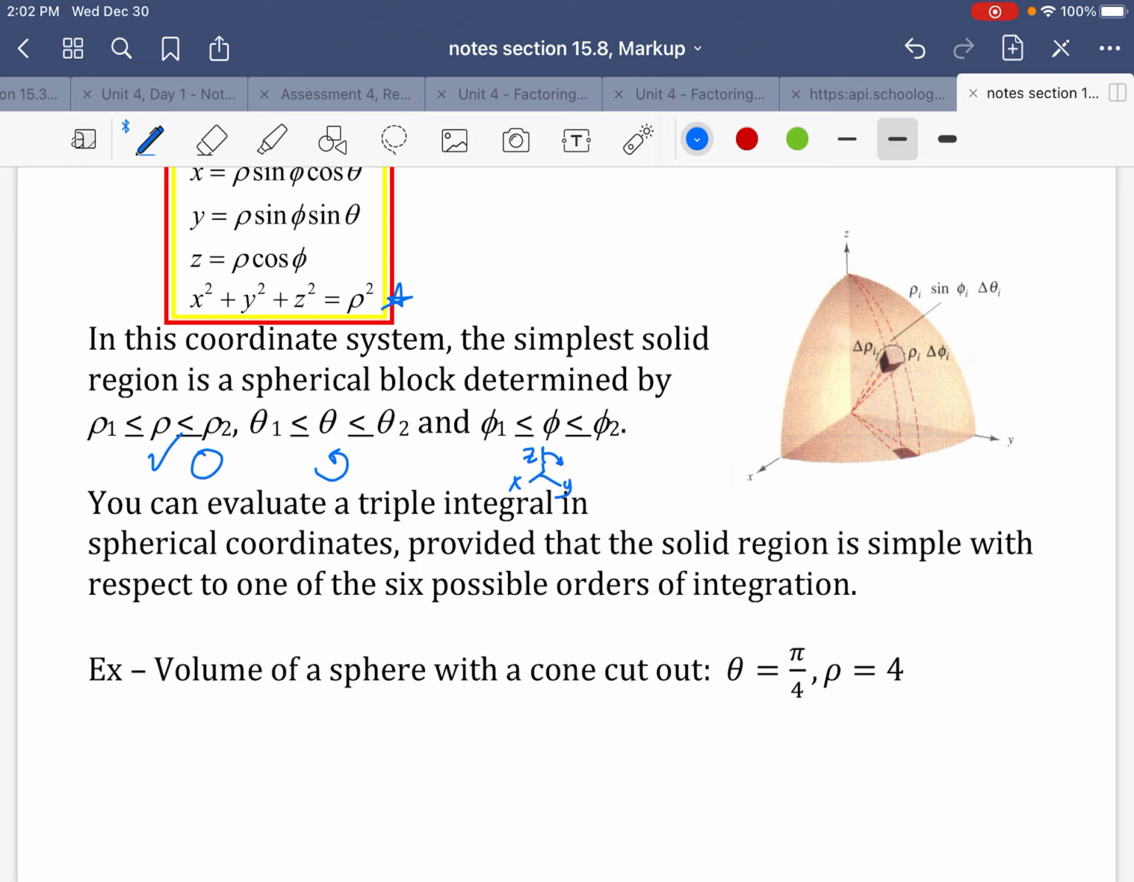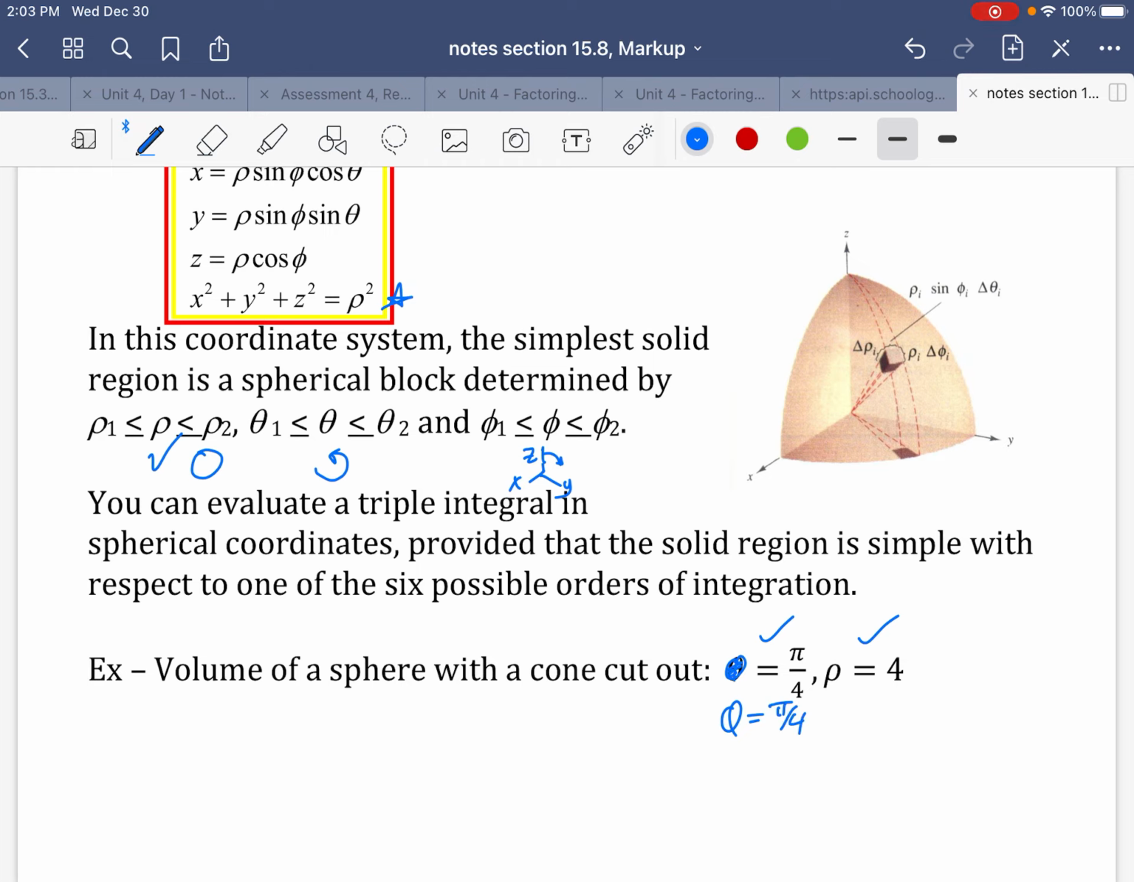So let's do an example of a sphere with a cone cut out of it. You have a sphere of radius 4, and you have a cone at pi over 4. So look what would happen right here. Oops, I put the wrong thing here. This is supposed to be a phi, not a theta. It's supposed to say phi equals pi over 4. Sorry about that.